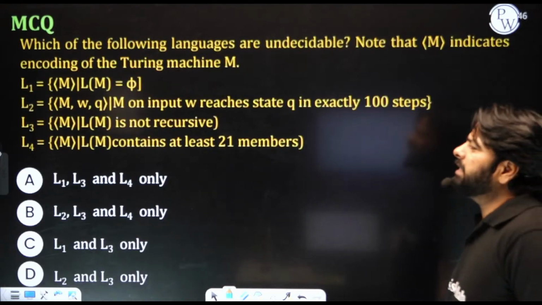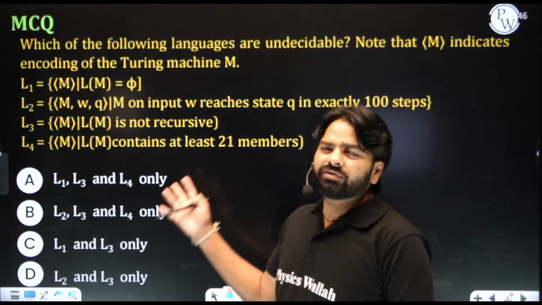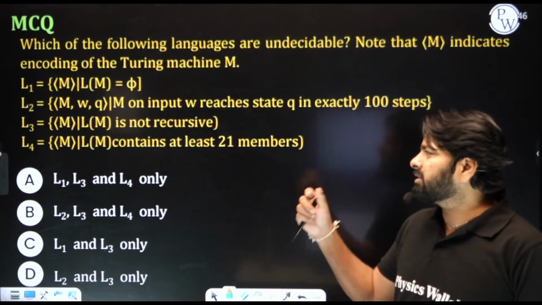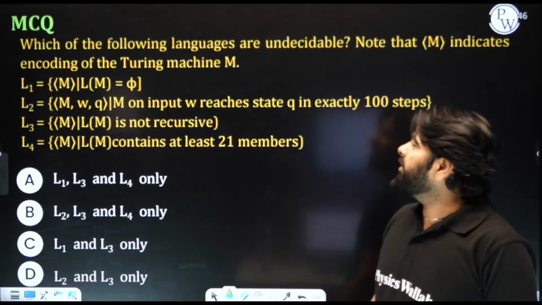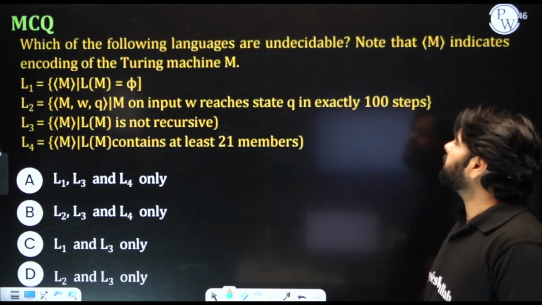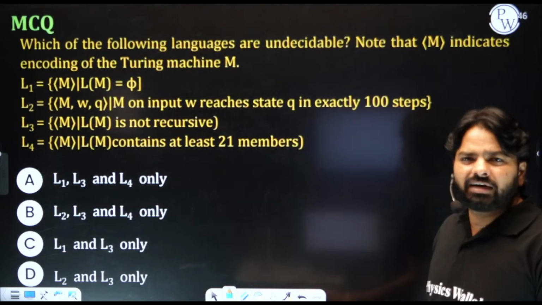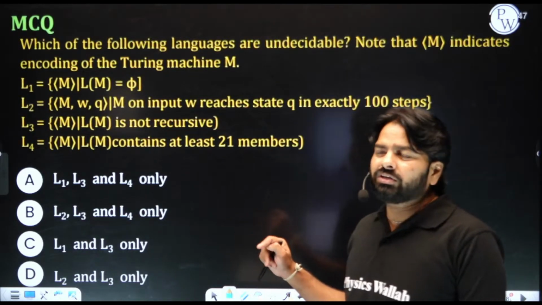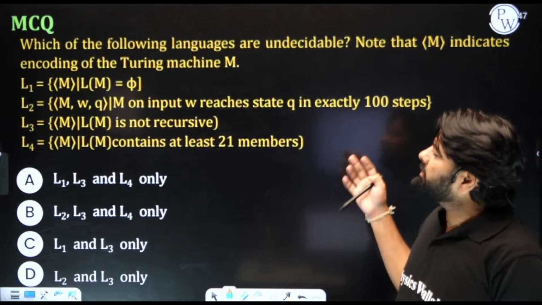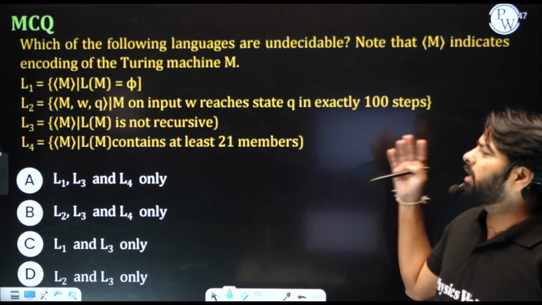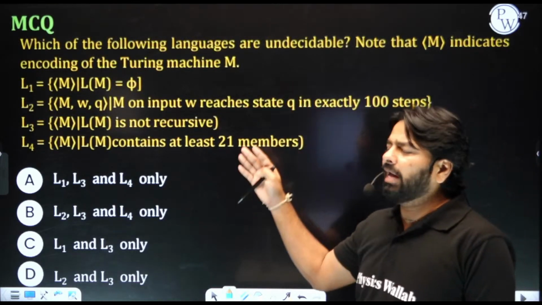Okay. This is a very famous type of GATE question. Similar kinds of questions have been asked multiple times. Which of the following languages are undecidable? Again, you need to identify just undecidable or decidable. Only two things you need to verify. So now M is here, a Turing machine. What is the first one? Second, third, fourth. All four languages are given.